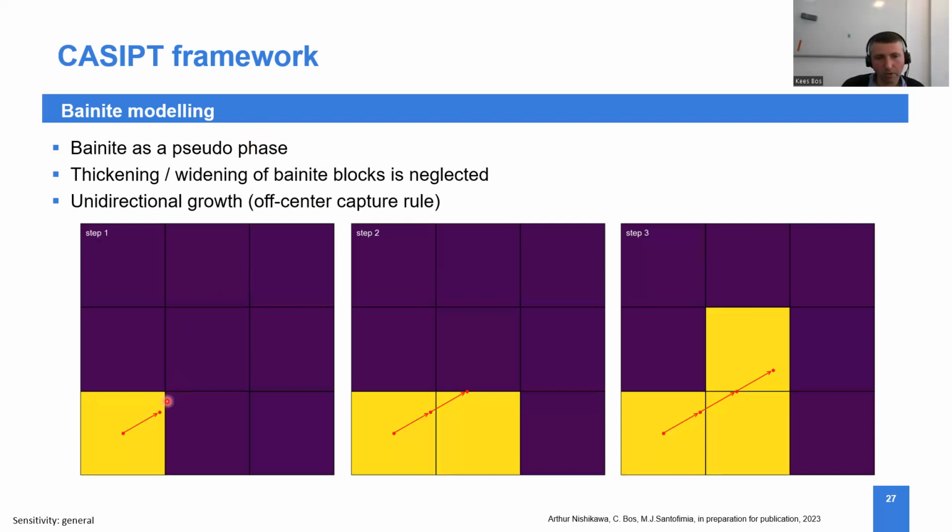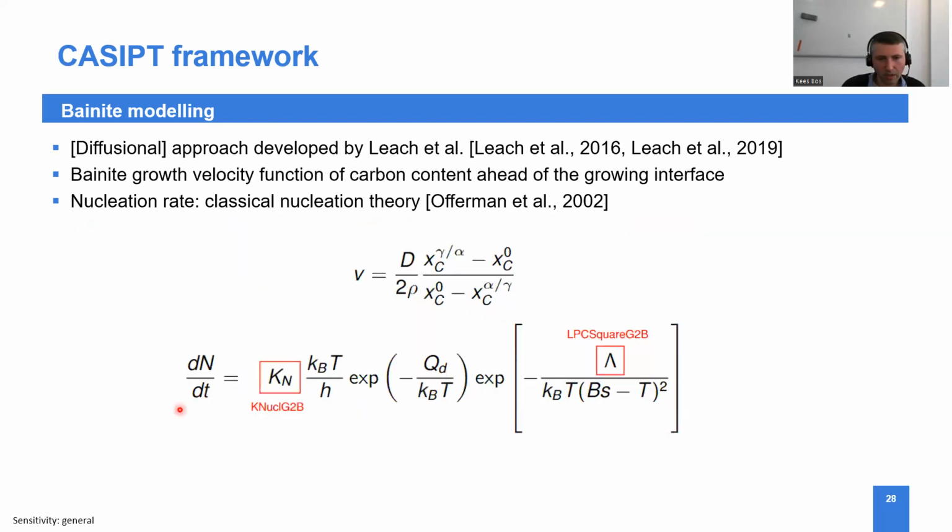growing faster. So Arthur developed an off-center capture rule, which is illustrated here. As soon as the interface moves into a different cell, that entire cell is considered as transformed. And of course, we still need a description for the velocity of the interface, and that is based on the diffusional approach developed by Leach, where it is still important that the bainite growth velocity remains a function of the carbon content ahead of the growing interface.